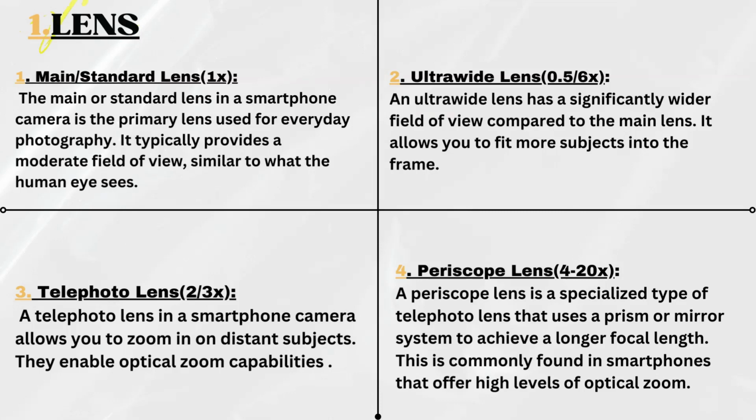1. Main standard lens. The main or standard lens in a smartphone camera is the primary lens used for everyday photography. It typically provides a moderate field of view, similar to what the human eye sees. The main lens is versatile and suitable for various photography scenarios, including portraits, street photography, and general-purpose shooting.